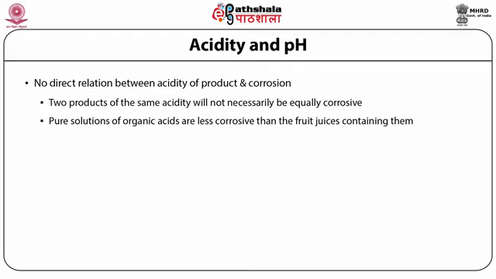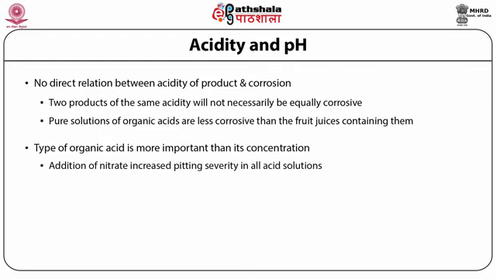It has been well established that the tendency of an acid to form a complex with dissolved tin has an important bearing on the relative polarity of tin and steel, and hence the degree of corrosion. The type of organic acid is more important than its concentration, and the addition of nitrate increased pitting severity in all acid solutions. If you see the pH, same as acidity, no direct relation exists between pH and the degree of corrosion of tin plate.